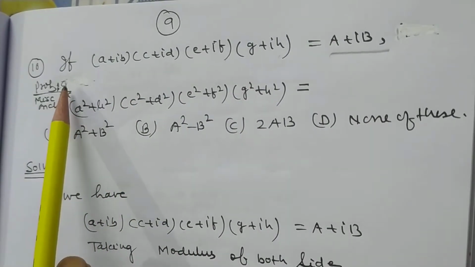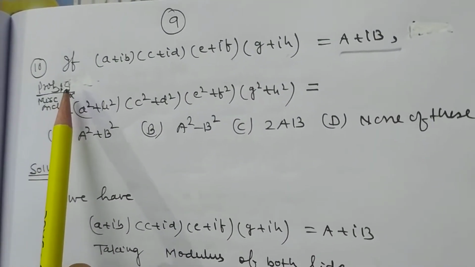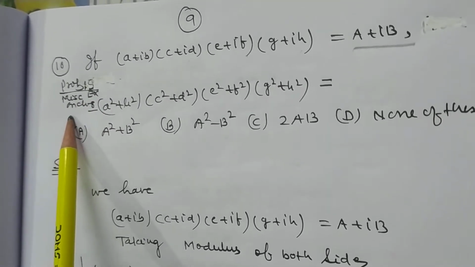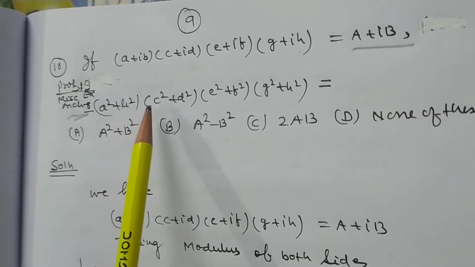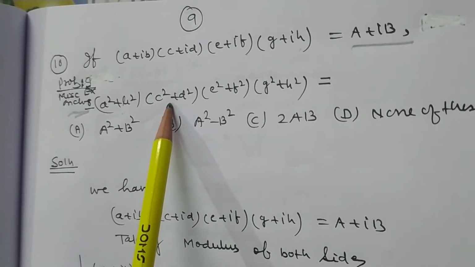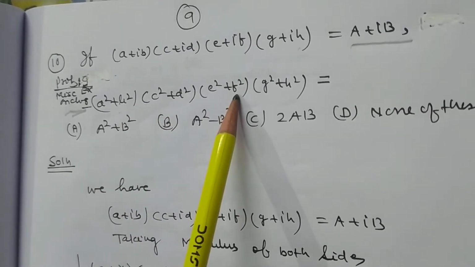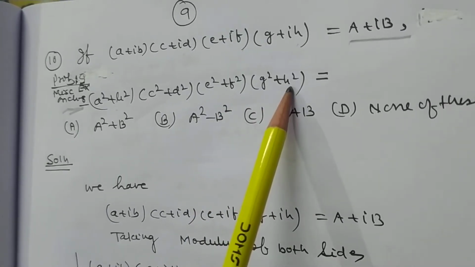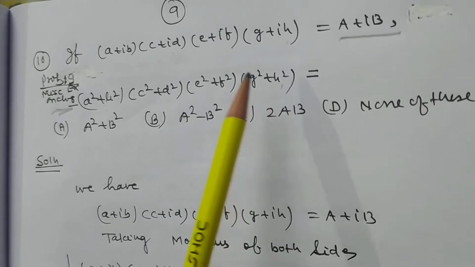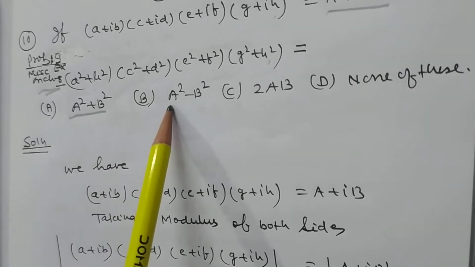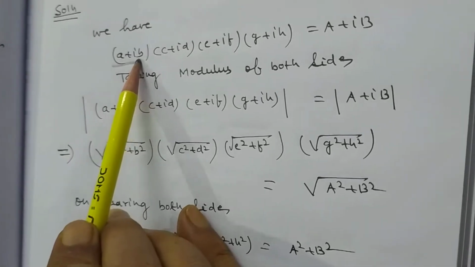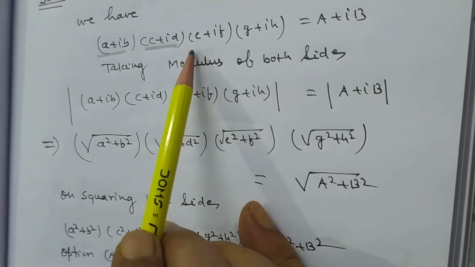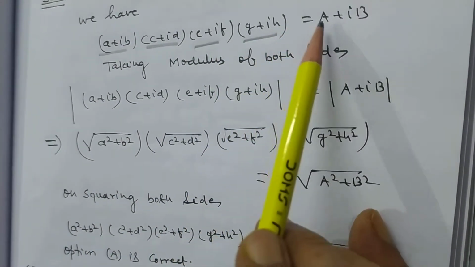Now, this problem is problem number 19 of the miscellaneous exercise on chapter 8. My dear student, it is given that (a² + b²)(c² + d²)(e² + f²)(g² + h²) is equal to, and the options are: (a² + b²), (a² − b²), 2ab, none of these. Here (a + ib)(c + id)(e + if)(g + ih) is equal to capital A + iB.